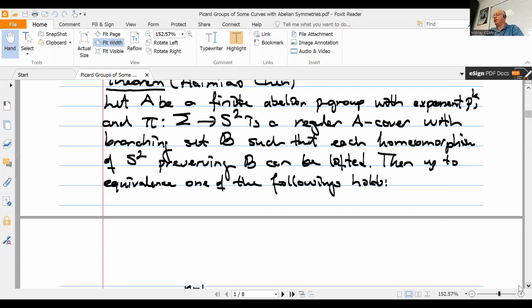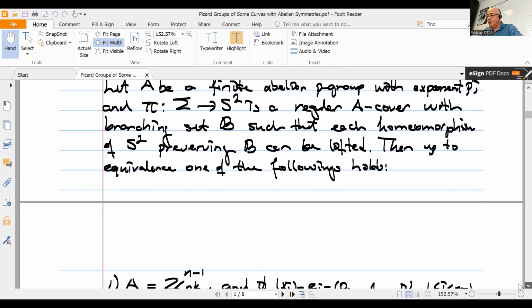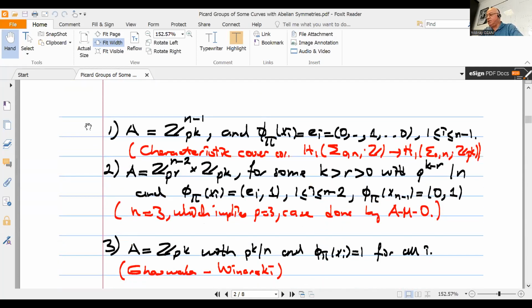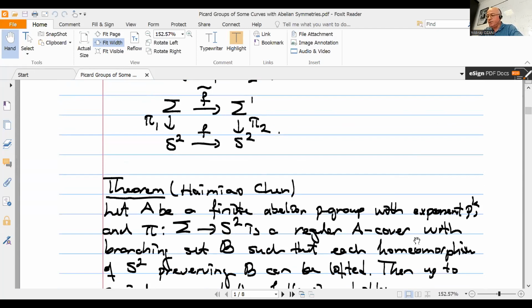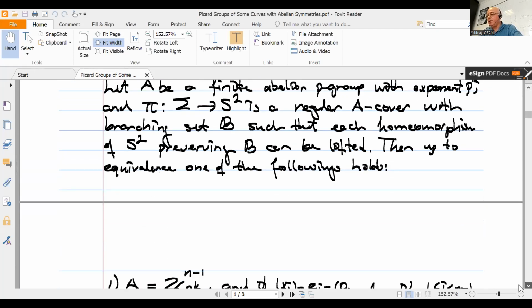Okay, he proved the following: if the base homeomorphisms, if the homeomorphisms of the two spheres preserving the branch set B can be lifted, if all such homeomorphisms can be lifted, then this covering has to be something very special in the following way. Either this abelian group is, for that fixed prime, remember we fixed the prime P at the beginning, A is a finite abelian P group.